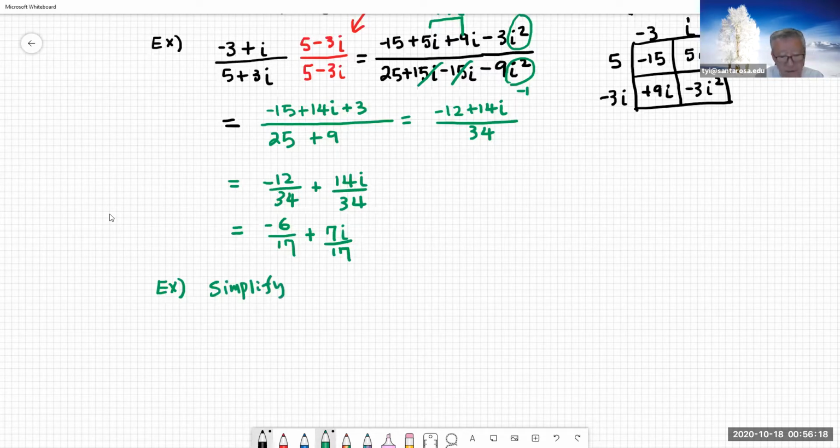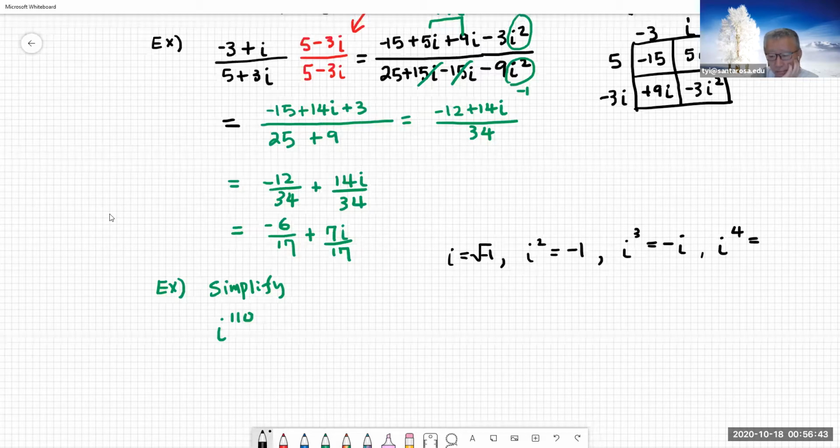Okay, let's say I have i to the 110 power. What would this be? Now remember, i is the square root of negative 1, i squared equals negative 1, i cubed is going to be negative i, and i to the 4th is going to be equal to 1. So what we really want to do here is put them into base i to the 4th, then we can say that that's equal to 1, and then we can deal with the rest of them.